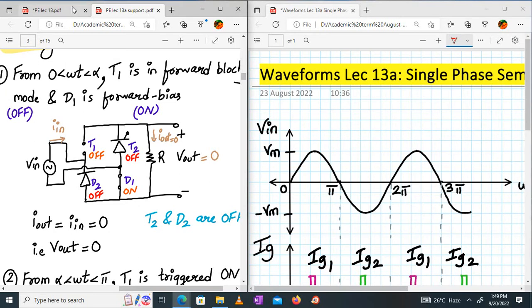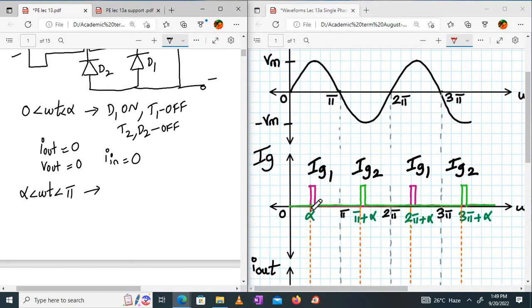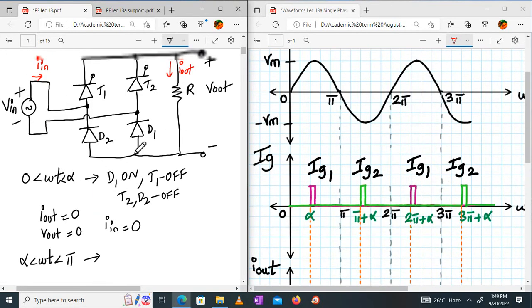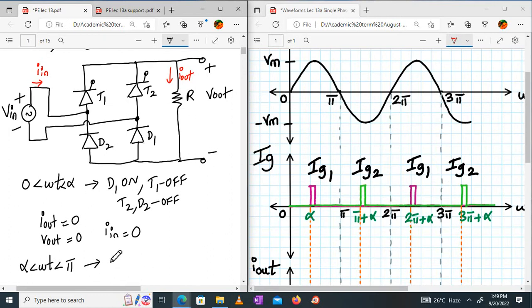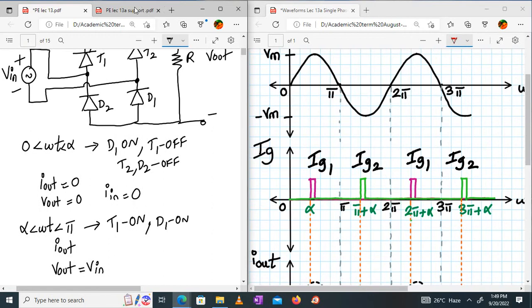Is it clear? Now, what happens between alpha to pi? Now we have applied the trigger. So T1, which is in the forward blocking mode, will turn on. T1 will turn on now. T1 is on only, right? Positive half cycle. What about T2? They are off. So will the current flow? Yes. Will there be a voltage? Yes. The voltage will follow the input. Now I will show you that circuit.